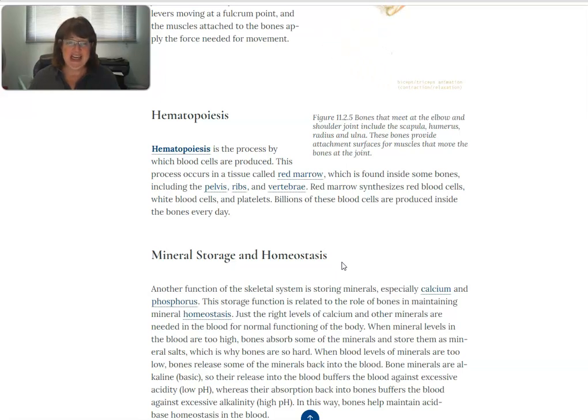Next thing we're going to look at is hematopoiesis. Hemo is for blood and poiesis is creating. So hematopoiesis is the description of the blood cells being created in the bone marrow. And we will go into more detail on that when we get to the blood section. But there is a certain part of red bone marrow up at the top and the ends of the long bones where blood cells are created.